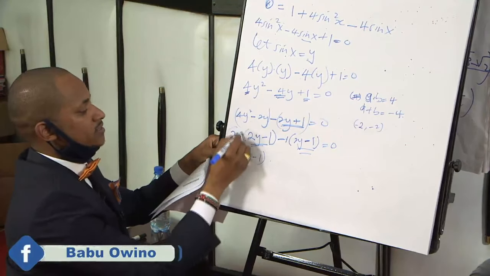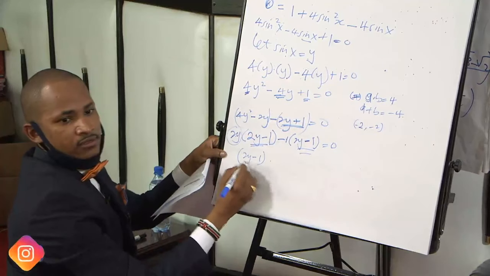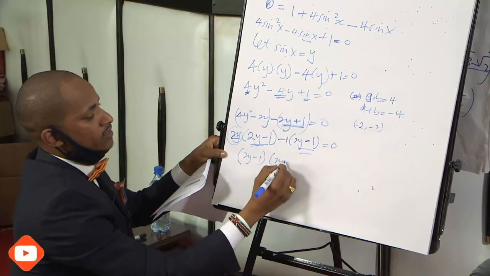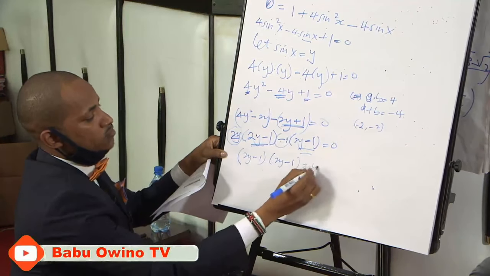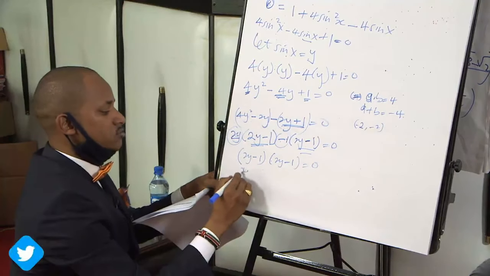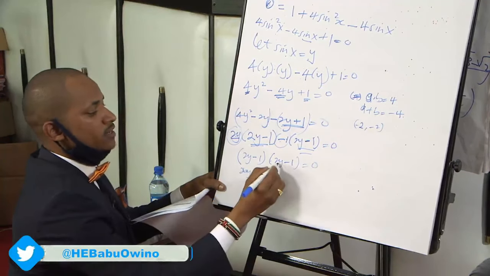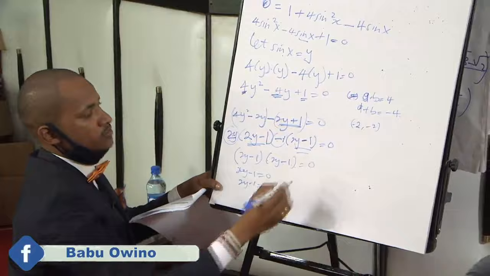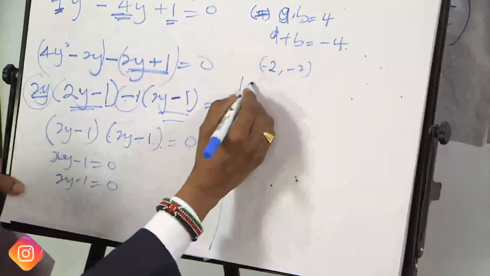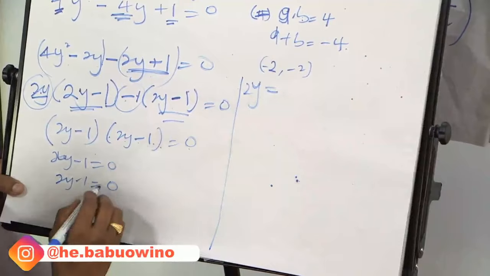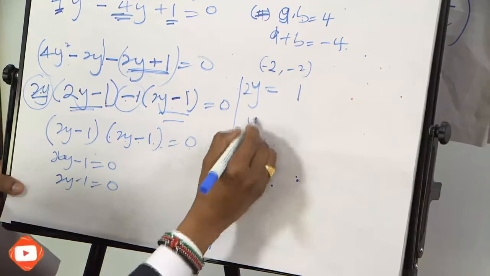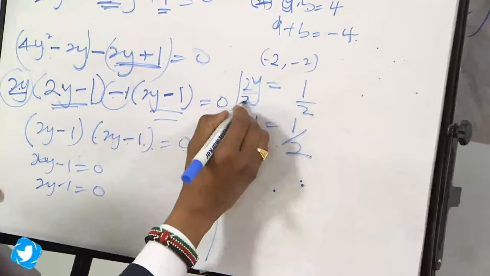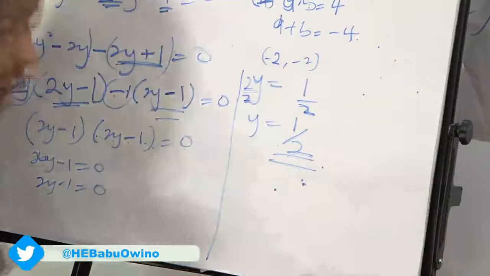And again take this. When they are common, you only pick one: 2y minus 1. Then again, you take 2y here, and with this minus 1, you equate to 0. So 2y minus 1 equals 0. It's the same. From here, you say 2y equals 1, as 1 crosses to the other side. Therefore, you divide everything by 2, so y equals a half.